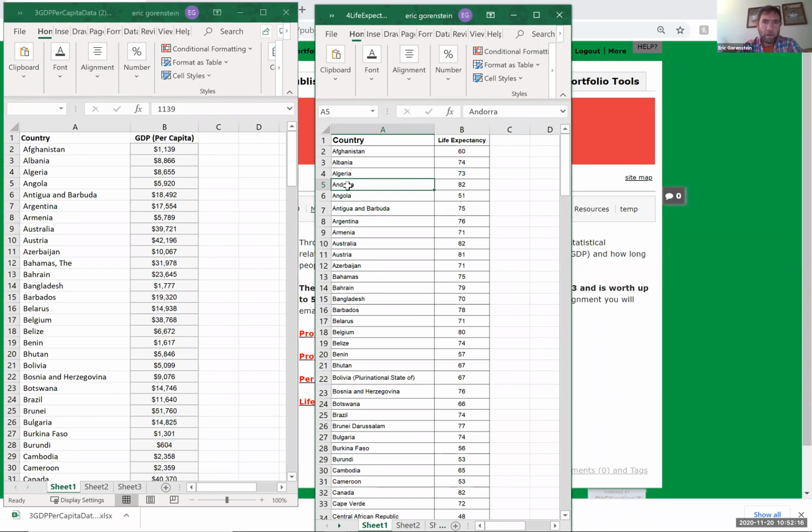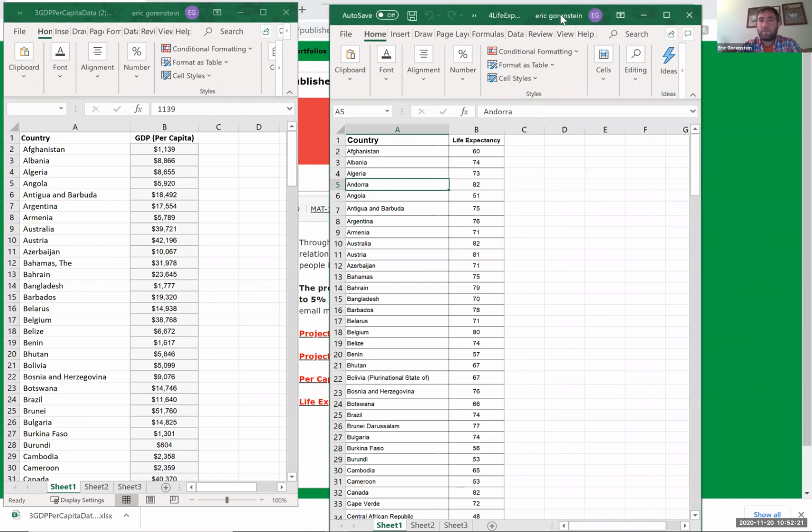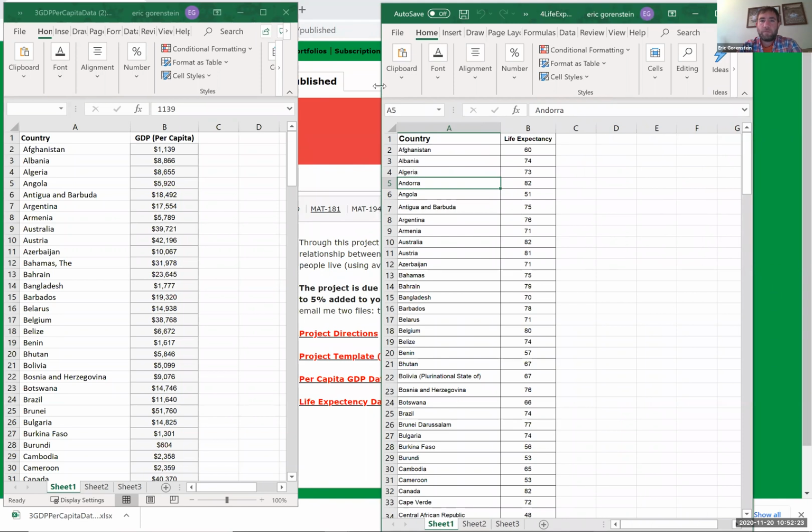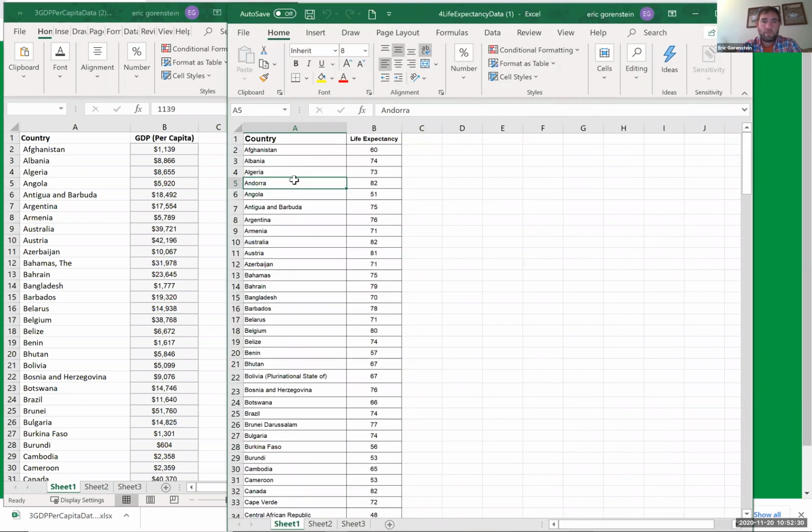So you see on the right, you see the country of Andorra with a life expectancy of 82. Well, there's no Andorra on the other list. So it's gone. You can't use it. You can only use countries that appear on both lists.